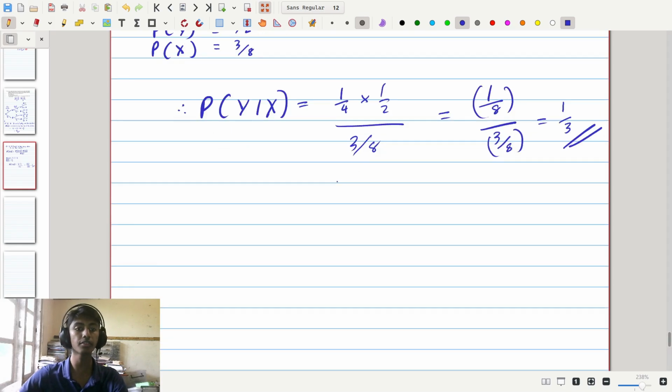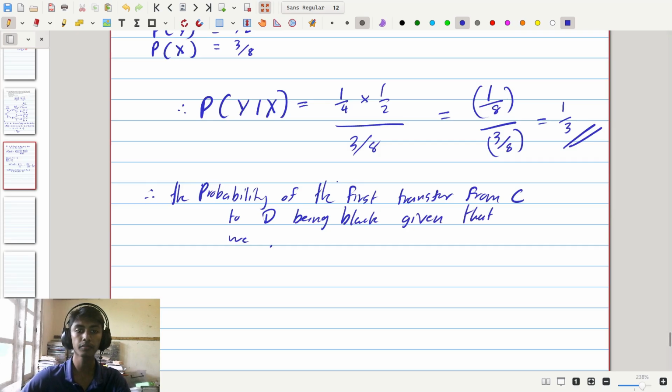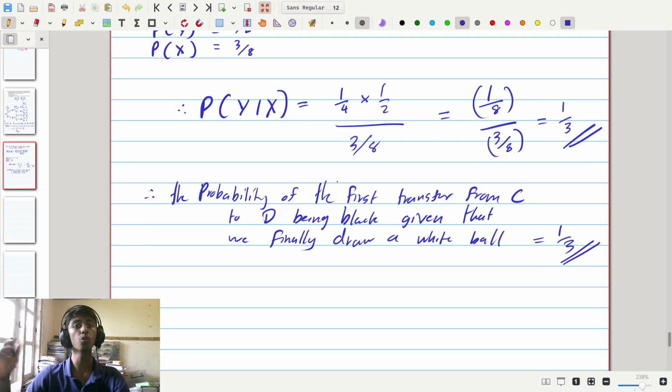So we could say in a sentence, therefore the probability of the first transfer from C to D being black, given that we finally draw a white ball, is equal to 1/3, and hence we have solved this question.